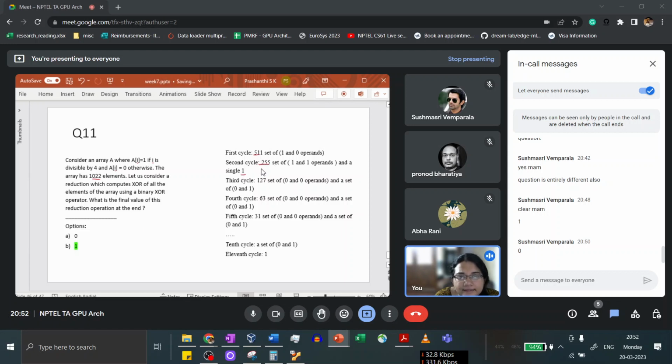This is the interesting thing. Then in the third cycle, this becomes 127, and again there is one element left over and another element left over. So you have a set of 127 sets and a single 0 and 1. Similarly, in the fourth cycle, you have 63 sets and a set of 0 and 1, 31 sets of zeros and 0 and 1, and finally, in the 10th cycle you end up with a 0 and 1, and in the 11th cycle you end up with 0 XOR 1, which is 1. So the answer is 1.